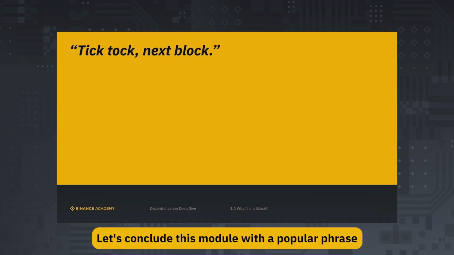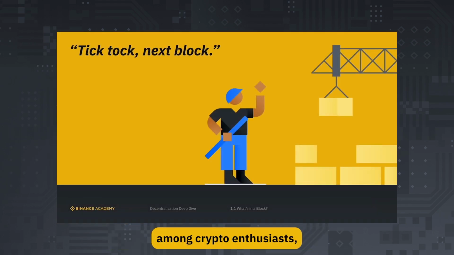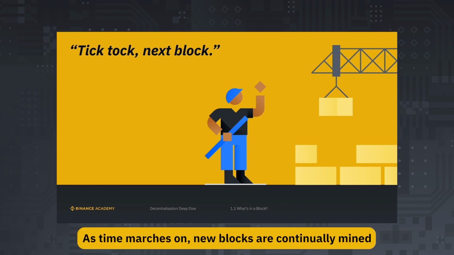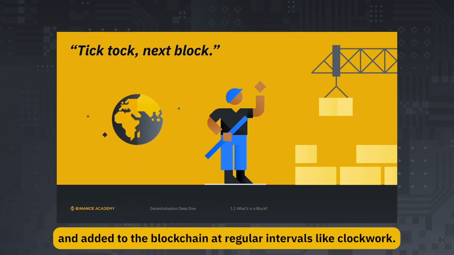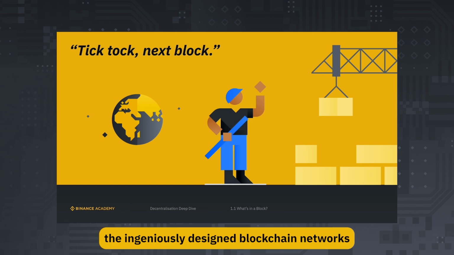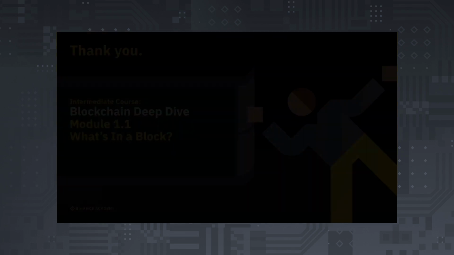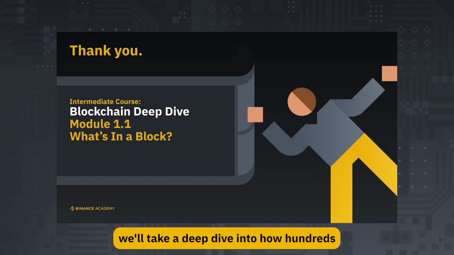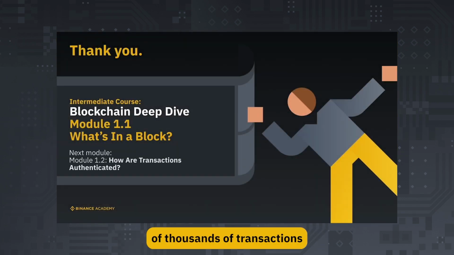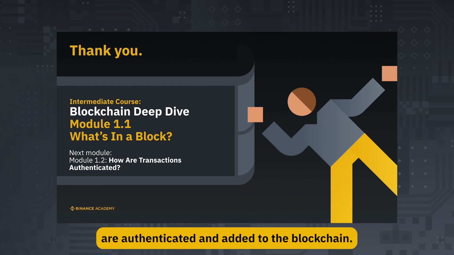Let's conclude this module with a popular phrase among crypto enthusiasts: tick-tock, next block. As time marches on, new blocks are continually mined and added to the blockchain at regular intervals like clockwork. This process upholds the ingeniously designed blockchain networks that are transforming industries and societies. In the next module, we'll take a deep dive into how hundreds or thousands of transactions are authenticated and added to the blockchain.